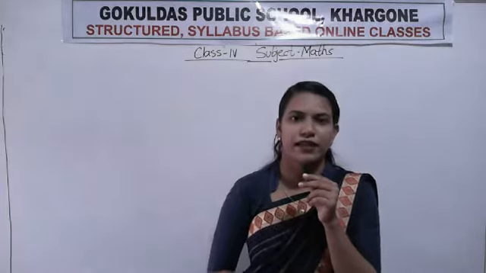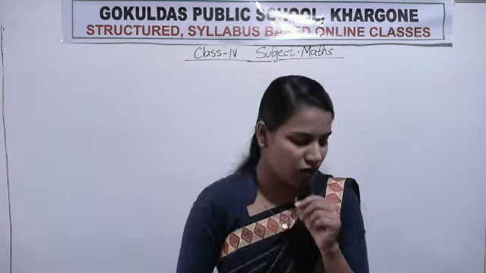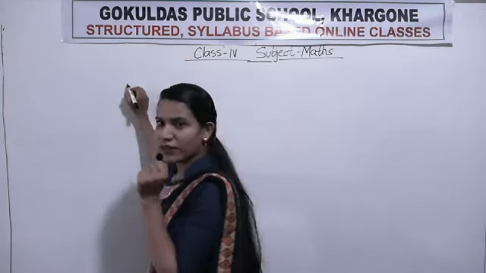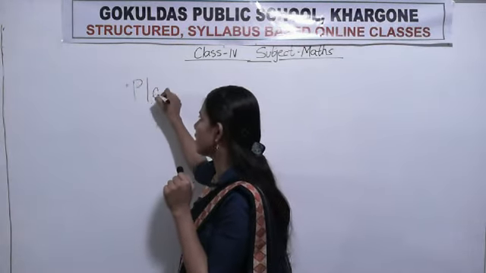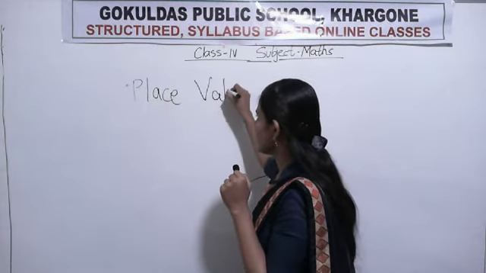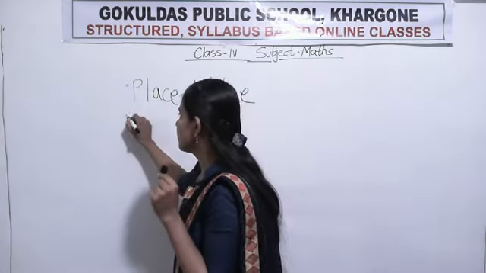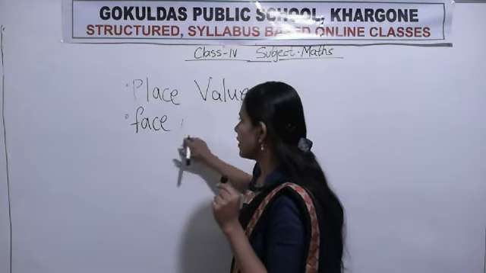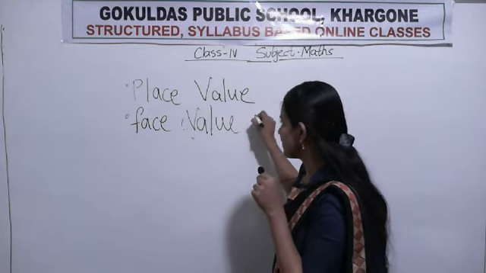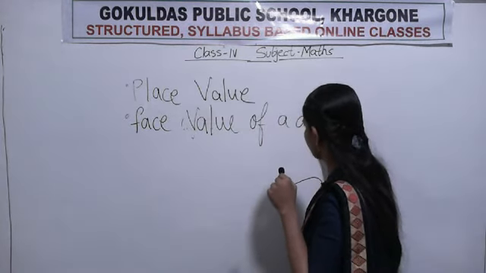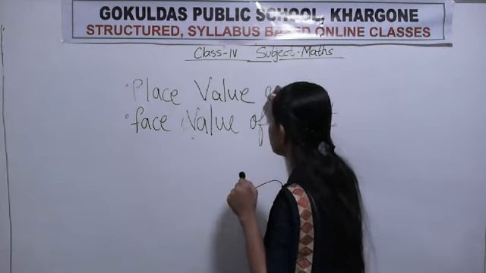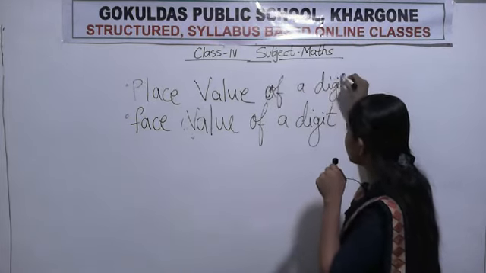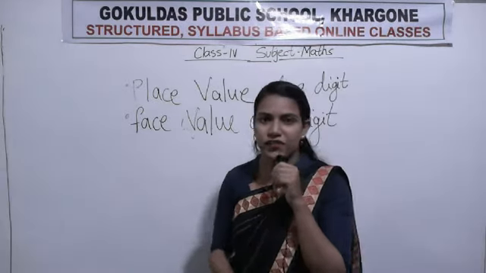We are studying chapter 1, large numbers. We have covered place value of a digit, face value of a digit, and up to yesterday we learned the 5-digit place value chart.